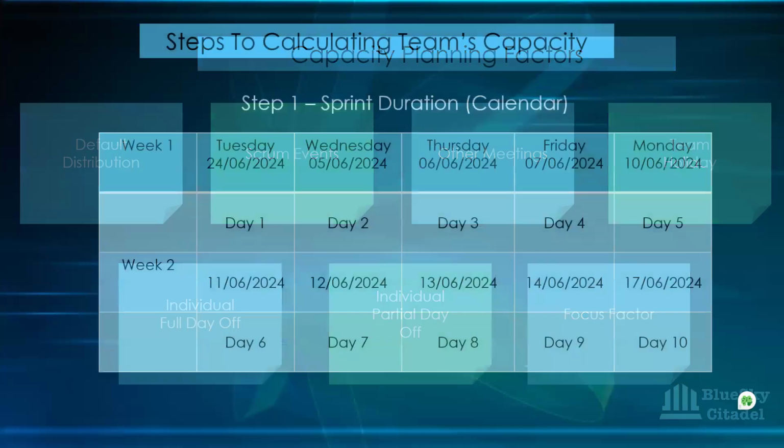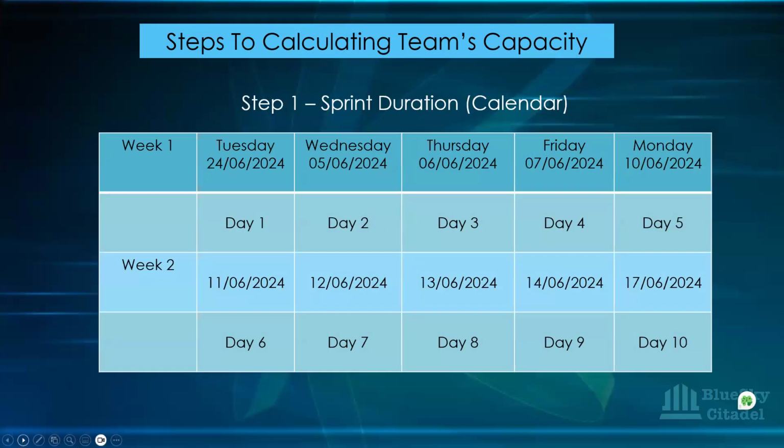Okay, so the first step in doing your capacity planning is to know your team duration. So you're picking your calendar and you're looking at a 2-week sprint. So 5 days for the first week, 5 days for the second week makes 10 days. So we're looking at this time for a team that starts their sprint on a Tuesday and then they end it on a Monday. So you have all the days there. You can see the dates are there. You're looking at the days and all that.